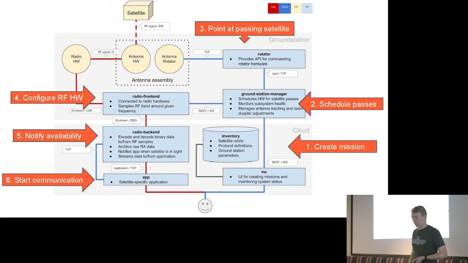So we point at a passing satellite. When the satellite comes by, we configure the radio hardware for it. We have Googled what kind of data it sends, so we can decode it basically. We send it to our cloud endpoint, to which an application has subscribed, and when the backend gets information that now this kind of satellite is by, the app is notified and the app can connect to the backend, and then you have this red line, which is the data stream.